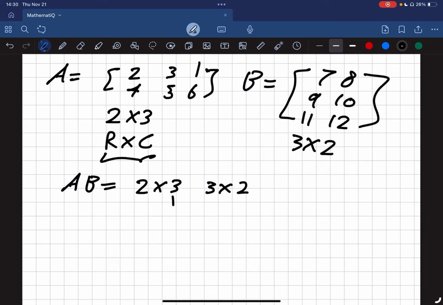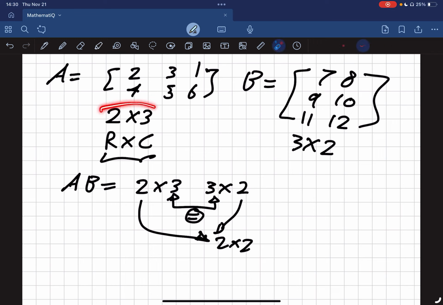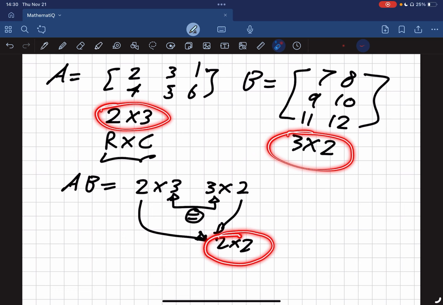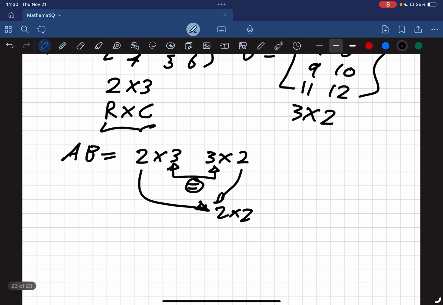So something to note is that AB is going to be 2 by 3 multiplied by a 3 by 2. And as we mentioned previously, you look at the inside numbers, where it's the column of the first one with the row of the second one. If these are equal, then this solution exists, and then you take the outer numbers, and that will give you the dimension of the new matrix. So AB is going to be a 2 by 2 matrix, even though A is a 2 by 3, and this is a 3 by 2, we end up getting a 2 by 2. So none of them are the same, right? This is something that comes up.